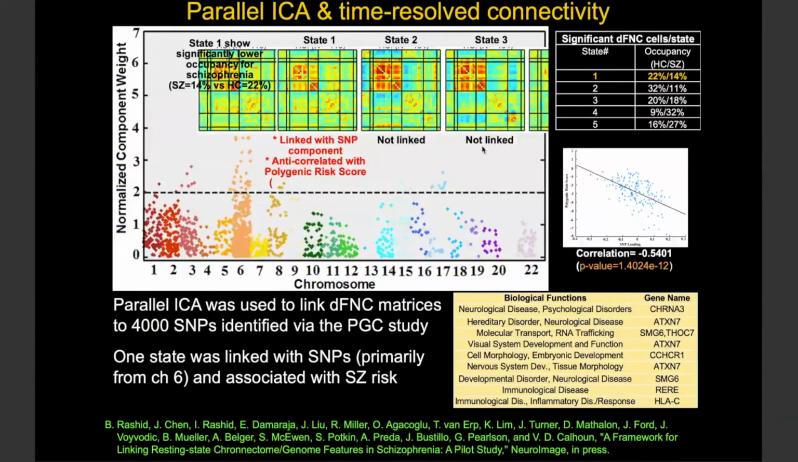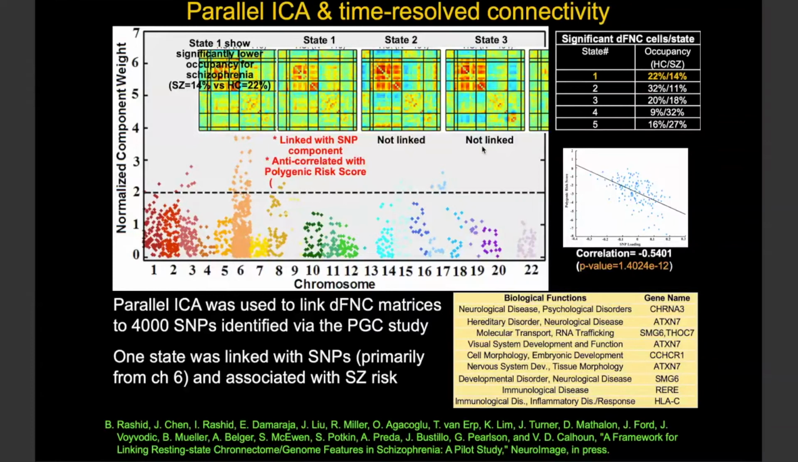And then what we found was a strong negative correlation. So the more the link between the SNP and state 1, the lower the risk of schizophrenia. This state happened to also be, in a separate analysis looking at function, a state in which healthy controls were occupying much more time, state 1 for much more of the time, during the scan. And the schizophrenia patients were not. They were occupying a different state.